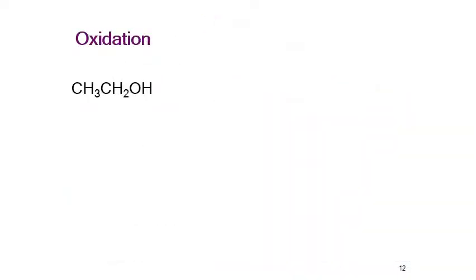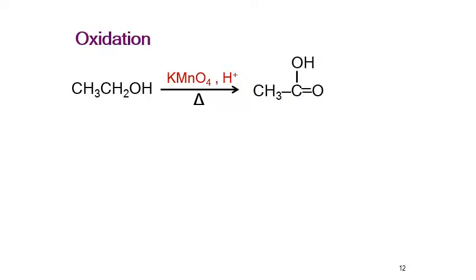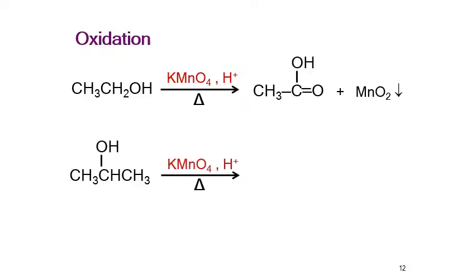So, from the observation, when we write the equation, for example for ethanol treated with KMnO4 H+ heat, the color is purple. It will decolorize to form ethanoic acid and a brown precipitate forms, which is MnO2. For secondary alcohol, example here is 2-propanol. The purple color of KMnO4 H+ turns colorless to form propanone, and a brown precipitate of MnO2 forms.